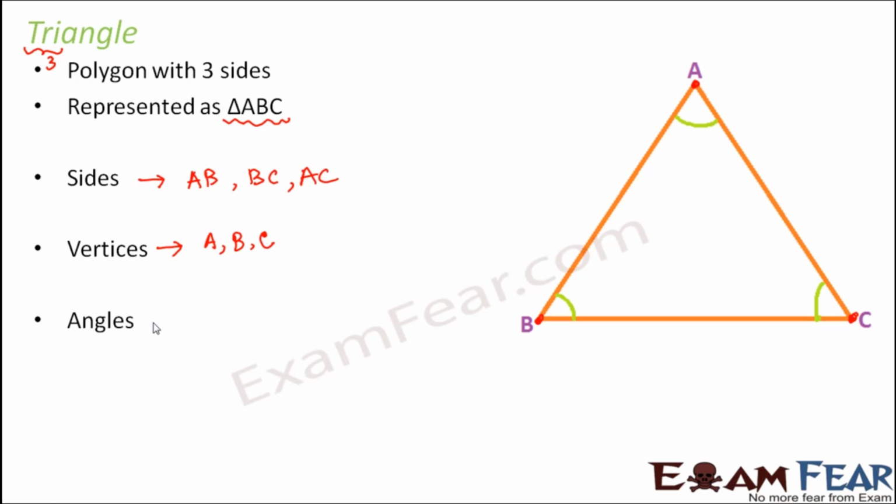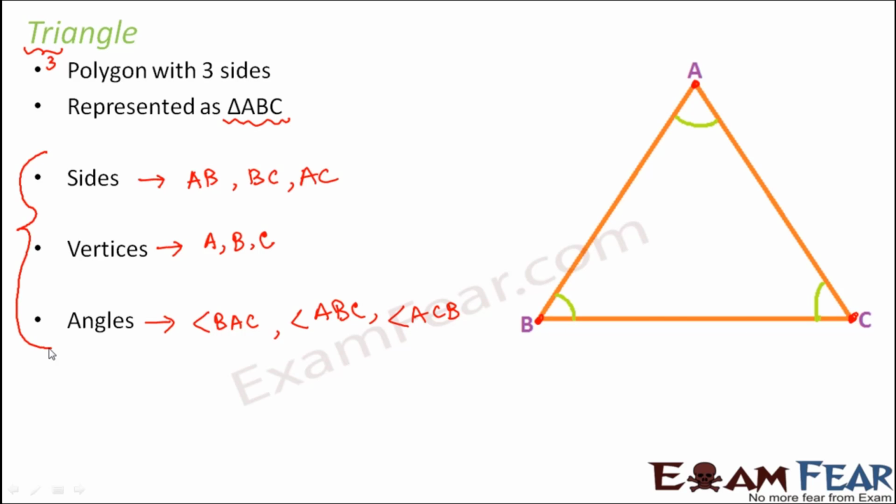And then the third element, that is angle. And which are the angles? Angles tell us the orientation between the sides. For example, this angle A, which can also be named as angle BAC, shows the orientation between AB and AC. Similarly, this angle B shows the orientation between AB and BC, so this can be written as angle ABC. Similarly, this angle, which can be written as angle ACB, shows the orientation between AC and BC.